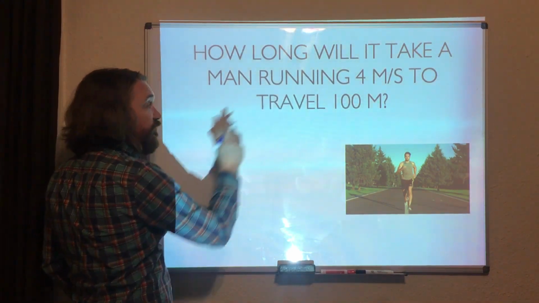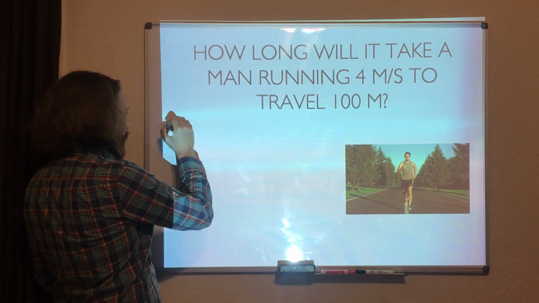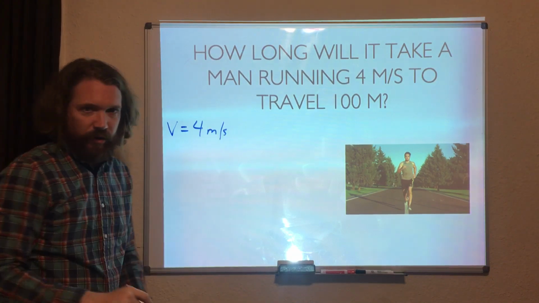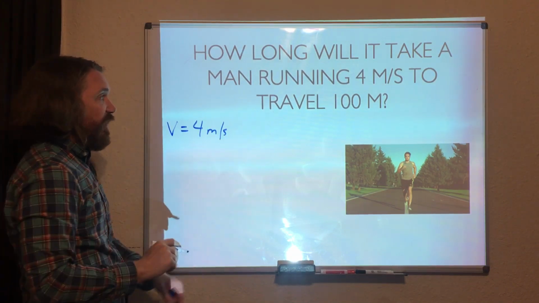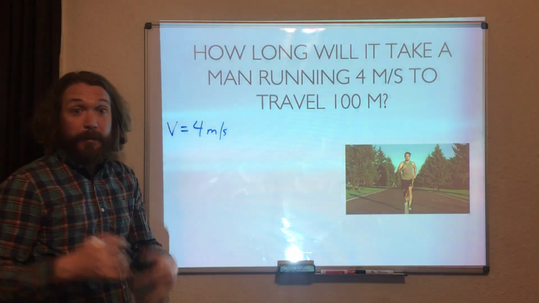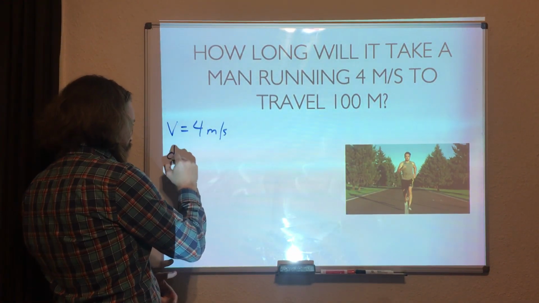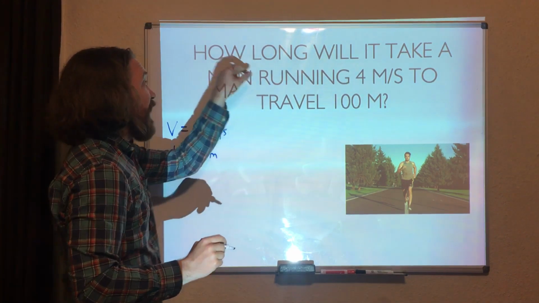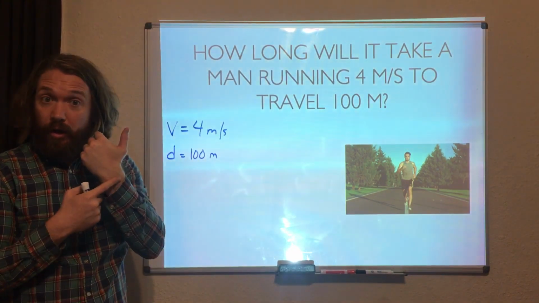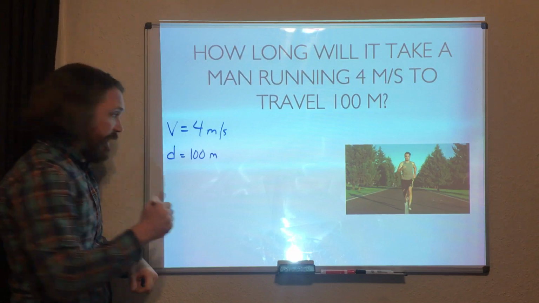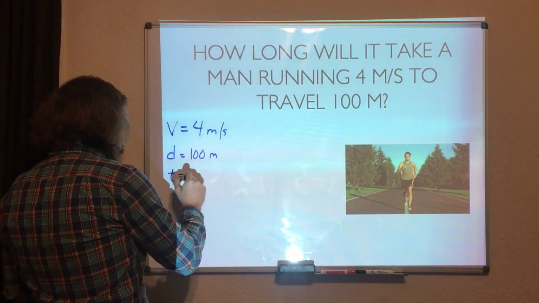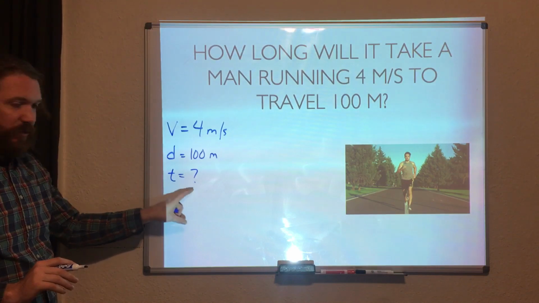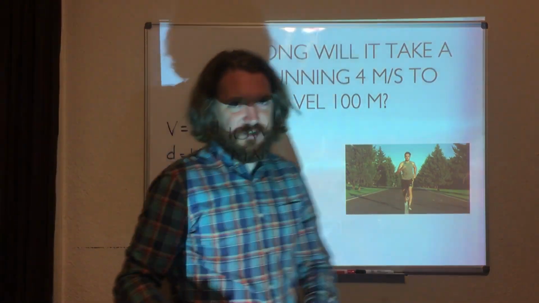All right, he's traveling 4 meters per second. Meters per second is our velocity. Meters per second is always a velocity. He travels 100 meters. Meters always measures, you guessed it, distance. And it says, how long will it take? How long something takes, exactly, is time. T equals question mark. I got my givens, my unknown with my question mark. Okay, that's G, that's U.